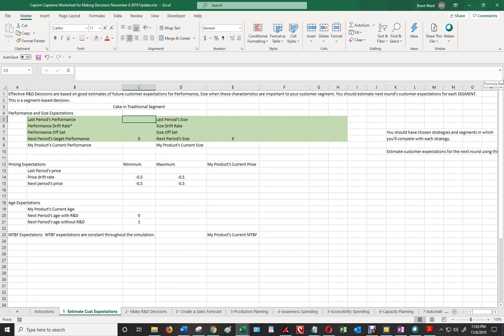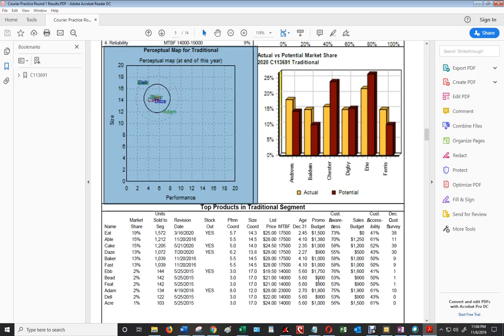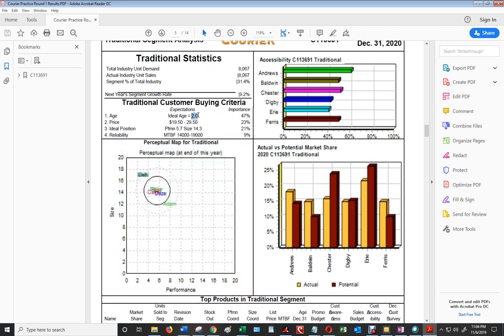First thing you want to do is estimate what customers' performance and size expectations are for the next round. Now, you assume that people are following a strategy, and I'm going to assume that you're following a broad differentiator strategy where you focus on making the product as good as it can be in terms of performance and size, or at least making it stand out in a way that is important to the customer. And in this case, I think their number one criterion was, let's have a look in the Courier, age. So that's most important. Then is price, and then performance and size, and then last, mean time between failures.